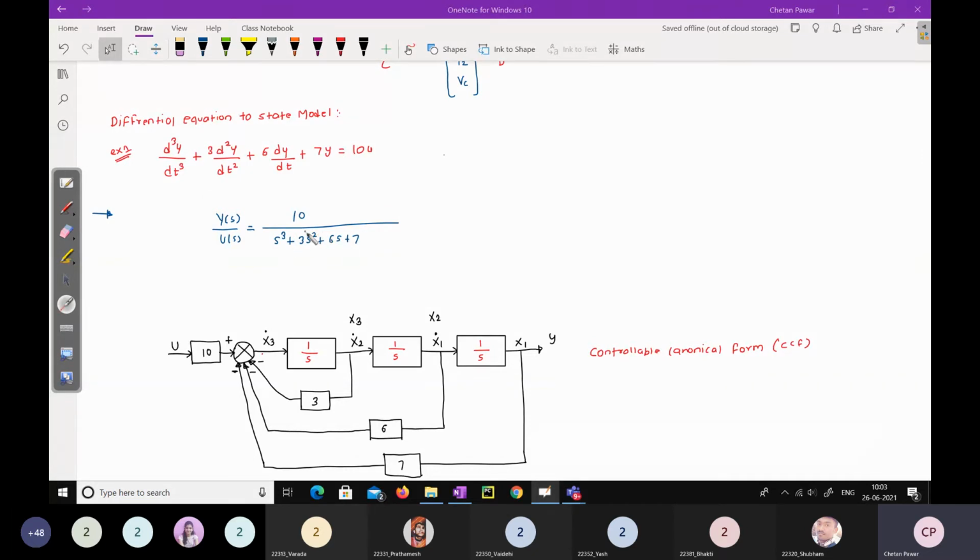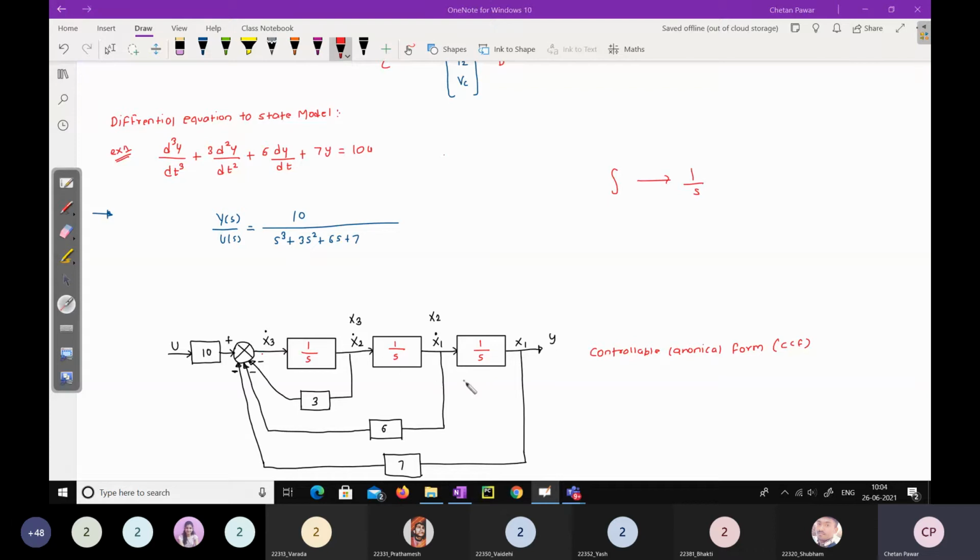As you know, integration in the time domain is multiplication by 1 by s factor in the Laplace domain. The order of the system is 3, so I have taken 3 integrators: first, second, and third. Now, how many state variables are there? Order of the system is 3, meaning there are 3 state variables. The order of the system is equal to the number of state variables.